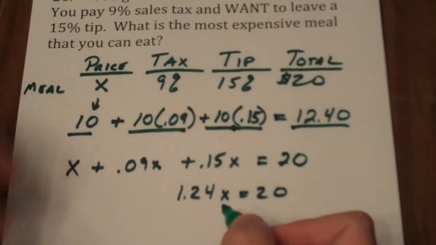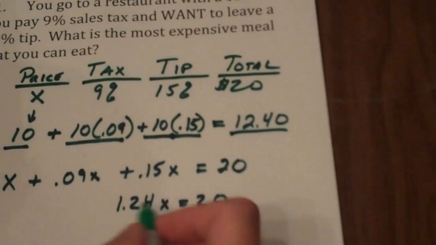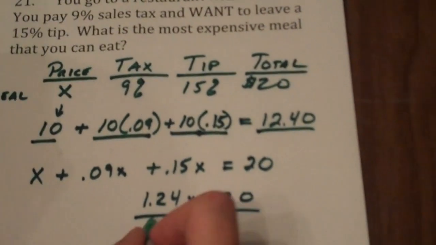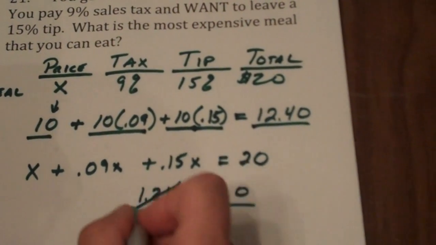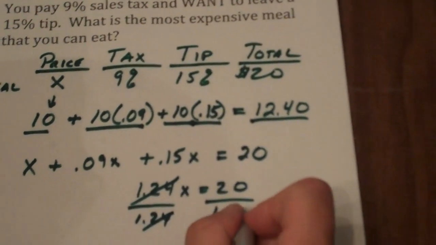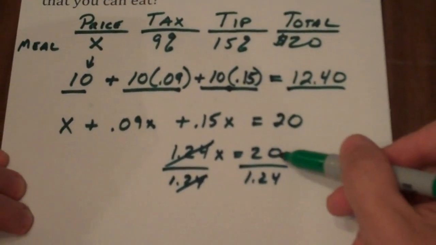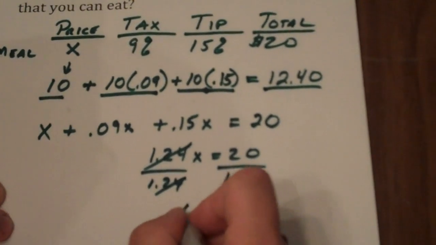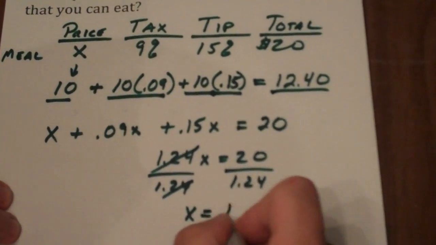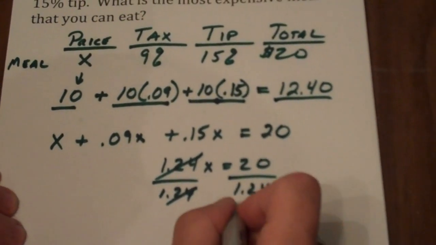Now to solve this equation, what will I do to both sides? You will divide both by 1.24. Doing that will, of course, eliminate my coefficient. Doing the arithmetic, I have on the right side 20 divided by 1.24 leaves me with a dollar amount of $16.13.